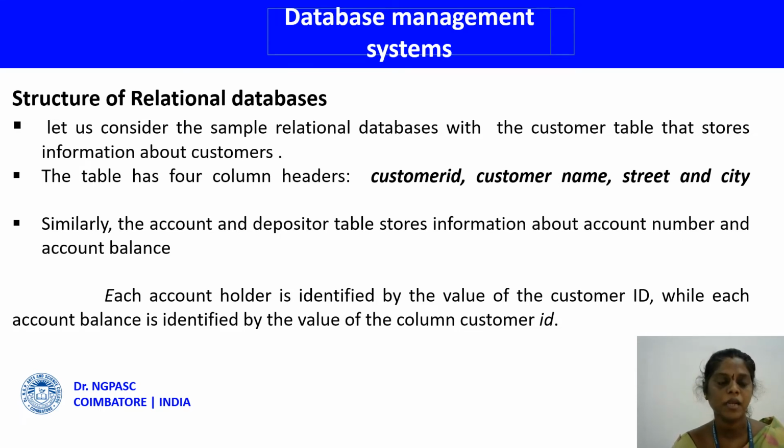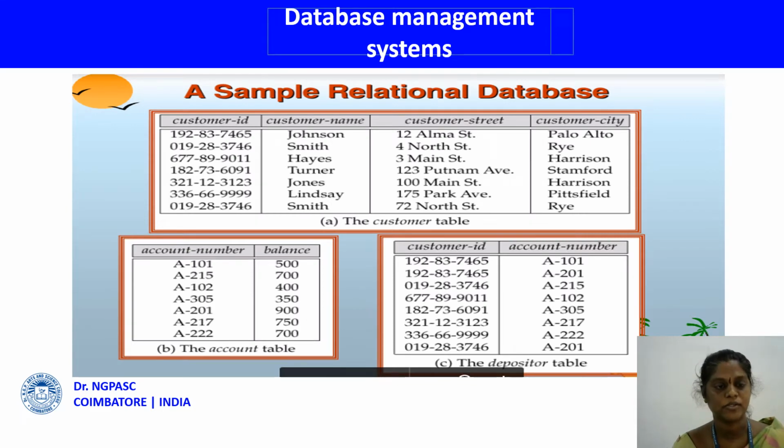Similarly, there are other tables like account and depositor tables that store information about account number and account balance. Each account holder is identified by the value of the customer ID, while each account balance is identified by the account number. This can be shown in the next slide, which is an example of a sample relational database.